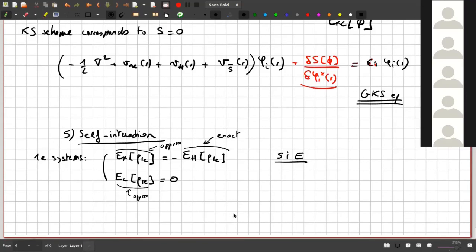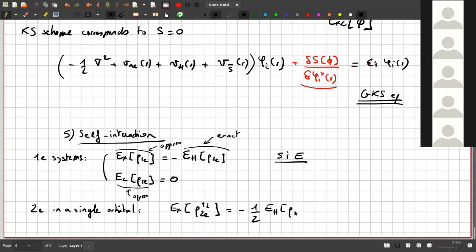This is also true for two electrons in a single orbital. You can also check that the exchange energy for a two-electron system in a single orbital, so the spins are opposite, must be minus one half times the Hartree functional evaluated with the same density. And also in this case, the Hartree energy that we calculate exactly introduces a spurious self-interaction that needs to be cancelled by the exchange part.